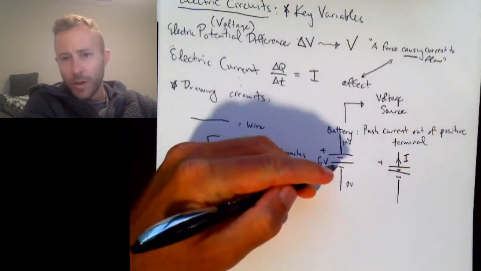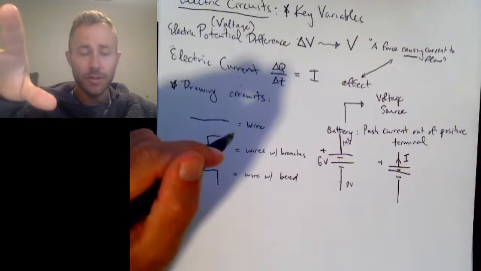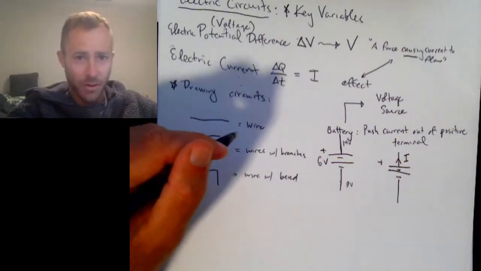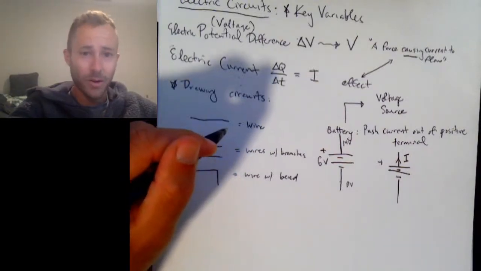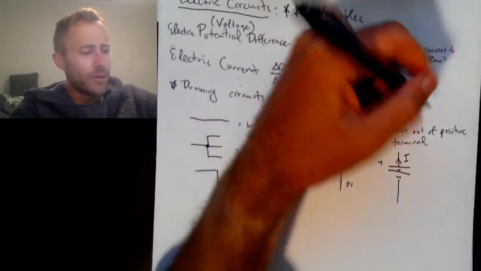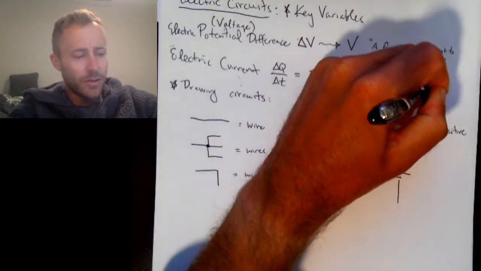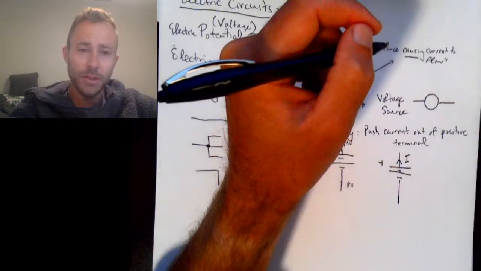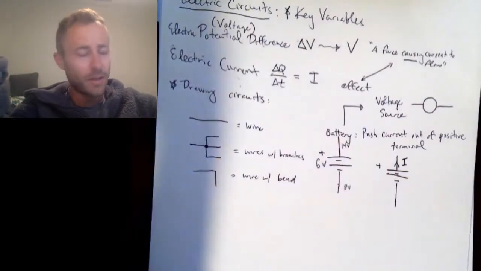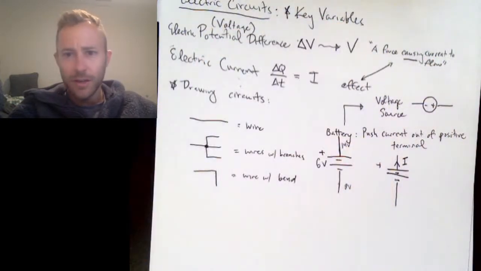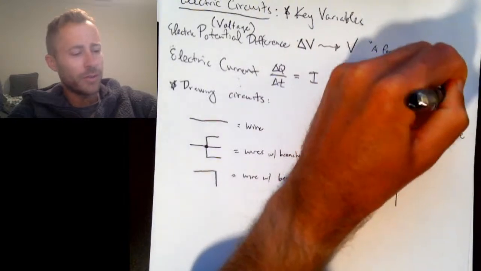So this symbol represents a battery in particular, but there are things that behave like batteries that aren't batteries. For example, a power outlet provides a source of voltage, but it's not a battery. If you have something providing a voltage, but you don't want to specify what it is, it could be a power outlet, a solar panel, or a battery, then you just put a circle with a positive and a negative.